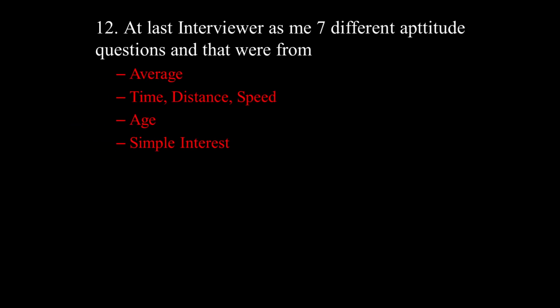At last, the interviewer asked seven different aptitude questions, related to average, time, distance, speed, age, and simple interest. Aptitude questions are asked by the interviewer in every Cognizant interview. So be prepared for these questions and try to answer most of them correctly, because here your chances of getting selected increase.